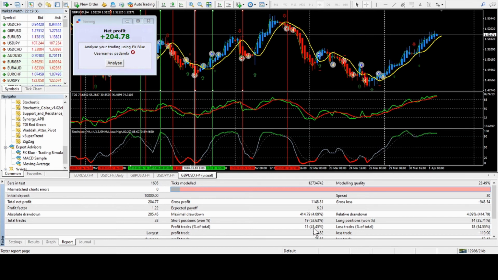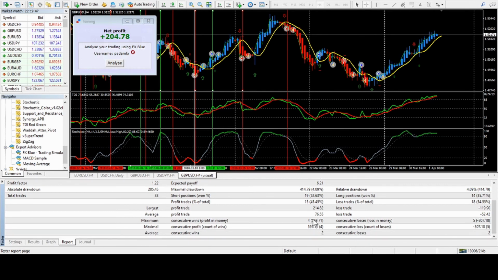Profit trades 45%. That's actually not too bad for a trend trading strategy. A strategy like this, that's actually pretty decent. Of course, for you accuracy buffs, you want your win rate to be a bit higher. But 45 for a trend trading strategy is pretty decent. As you can see, the profit trades are higher than the loss trades. The average profit trade is larger than the loss, and the consecutive wins and losses are basically even.